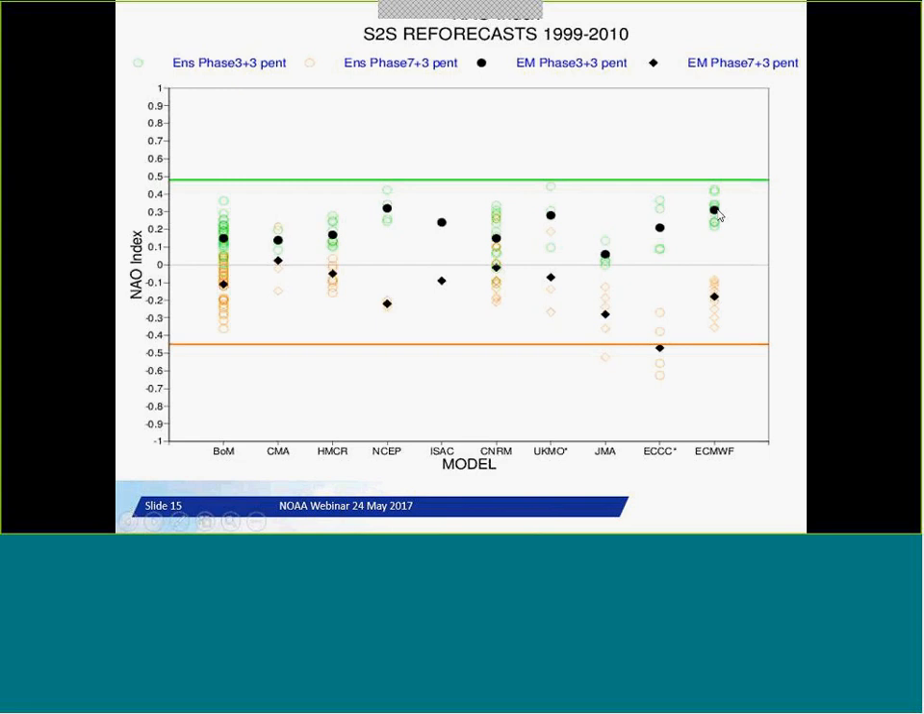So for phase 7, two models, the JMA and Environment Canada, can show some very strong amplitude of those teleconnections, as large as with ERA-Interim. What's interesting to note is that those two models, JMA and Environment Canada, are two of the few models which are uncoupled in the S2S database. And we will come back to that later.